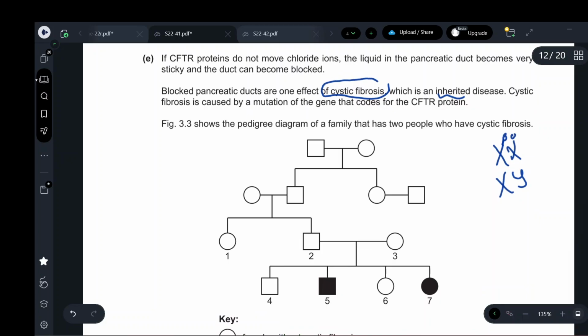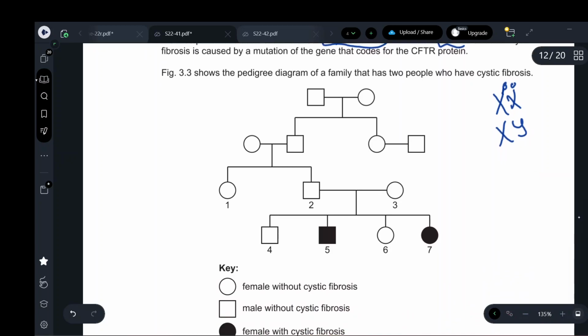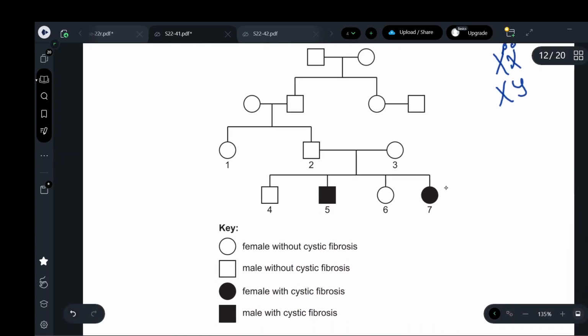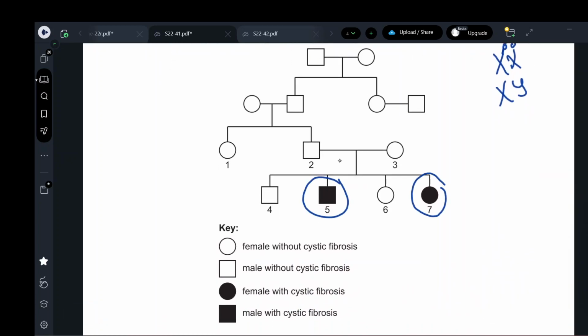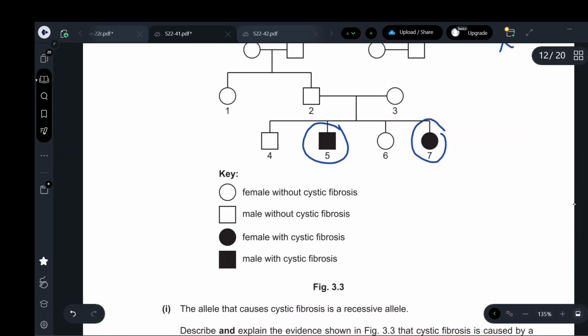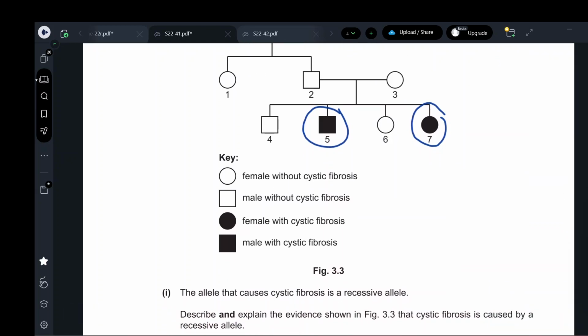This is a pedigree of the family. Two of them have cystic fibrosis. These two have cystic fibrosis. The question was, the allele that causes cystic fibrosis is a recessive allele. Since it is a recessive allele, I am sure that person 5 and person 7, their genotype is homozygous recessive. This is the only way they can be diseased.